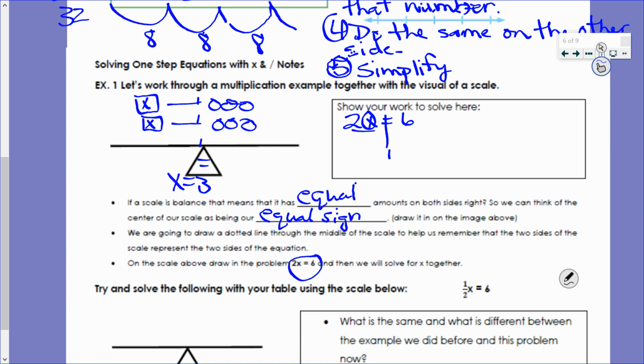I divide both sides by 2. Now I have 2 divided by 2. Those cross out. Now I just have 1 times x. What's 6 divided by 2? 3. Uh-oh. I still have a problem. I don't have x by itself yet, do I?